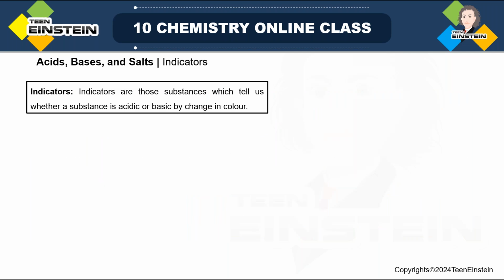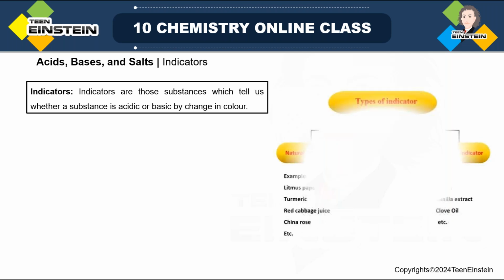now we will start indicators. So indicators, as the name suggests, will give the indication whether a substance is acidic, basic, or neutral in nature. And how can they do so? They can change their color. So from the visual change, we can understand the nature of the solution.